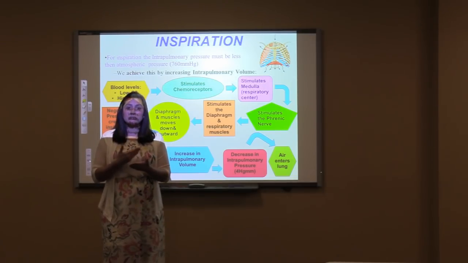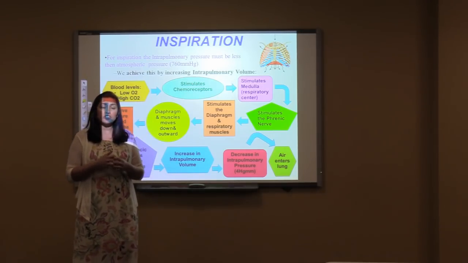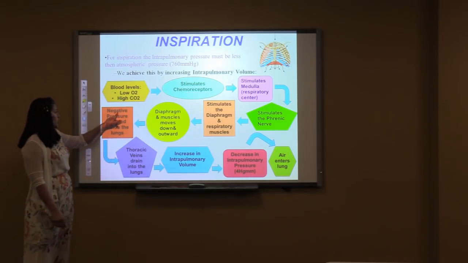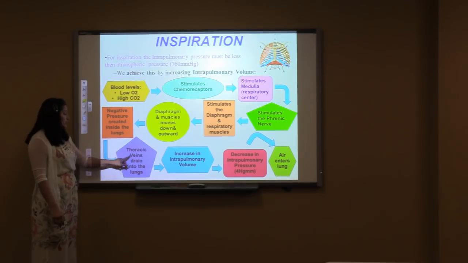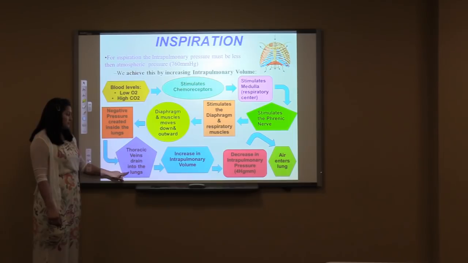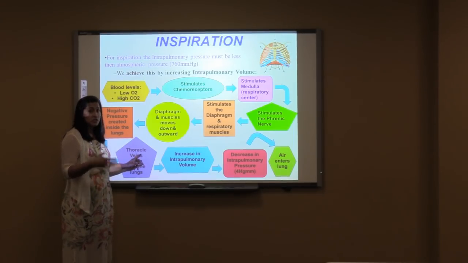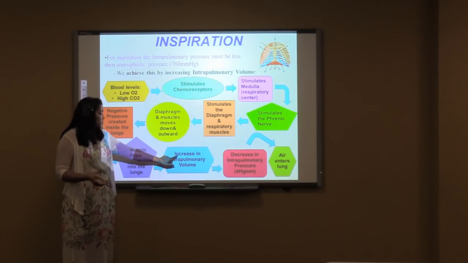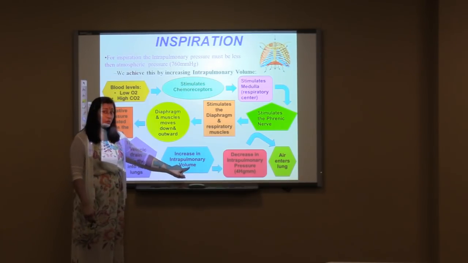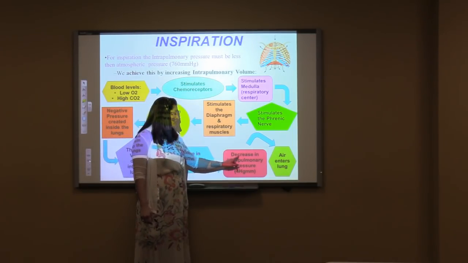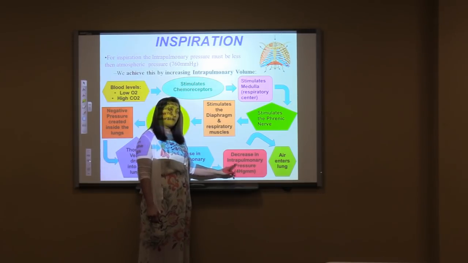Because there is a negative pressure that we just created within the lungs, it causes thoracic veins to drain blood into the lungs. Now, because you have just poured blood into the lungs, you have increased the volume. So there's an increase in intrapulmonary volume. Once you increase the volume, the pressure decreases. So there is a decrease in the intrapulmonary pressure.